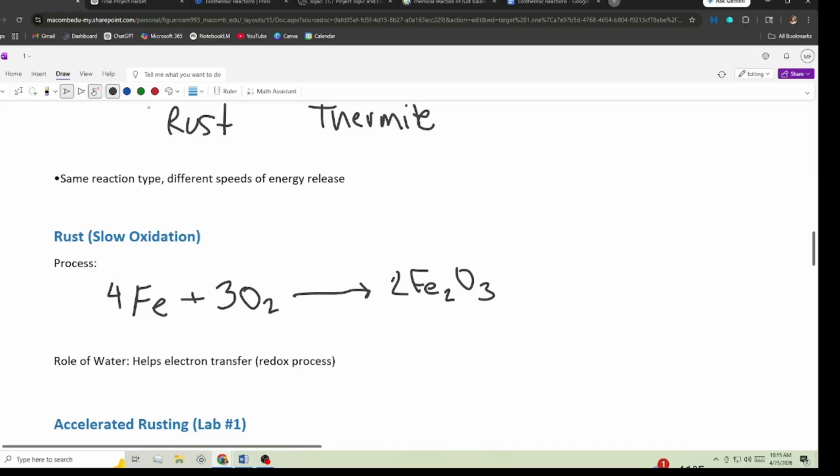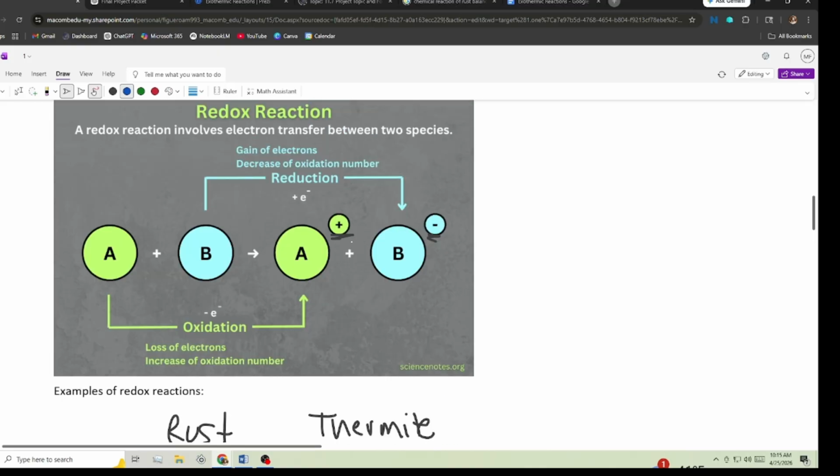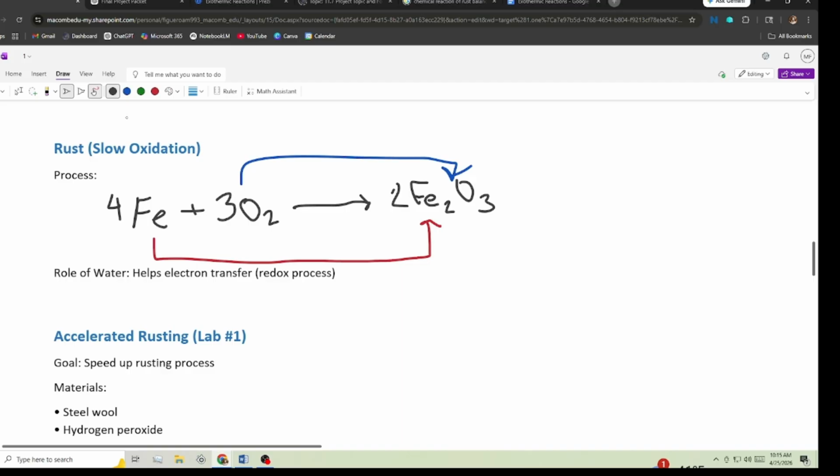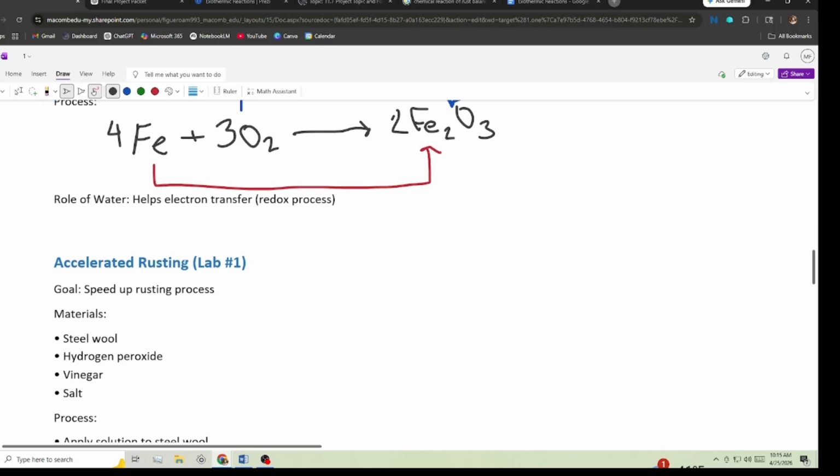Up top is your reduction, and then down below is your oxidation. And water is usually involved in this, and it helps the electron transfer from the iron when it bonds with that oxygen to make rust.